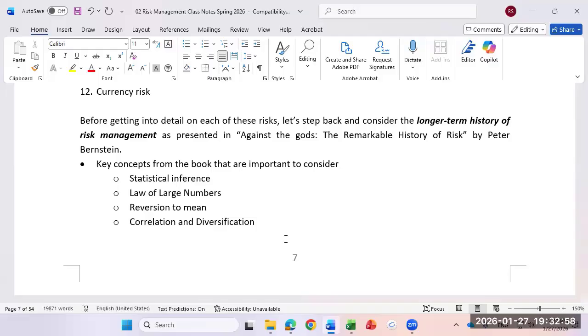JP Morgan, is it the largest bank in the United States or in the world? Are they largest in the world or in the United States? Well, you could do total assets, you could do market cap. Do y'all know?